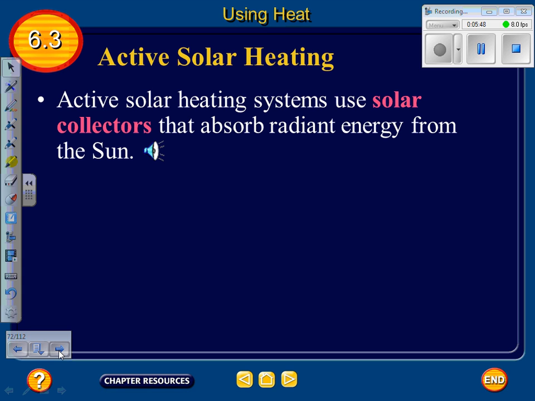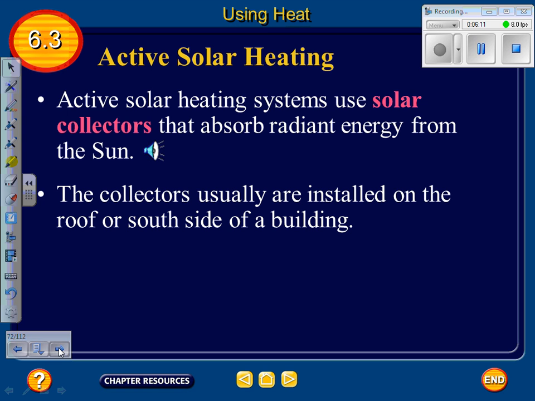Active solar heating systems use solar collectors that absorb radiant energy from the sun. The solar panels that I put on the roof of the gym, that's an active solar system. It saves our school about 13% on the energy bill because we get the energy from the sun and we're able to use that.